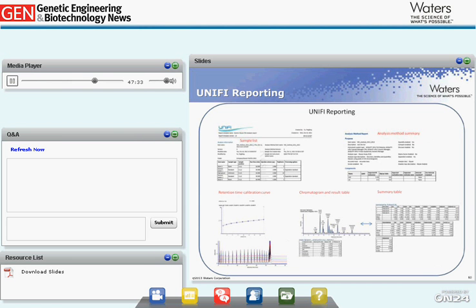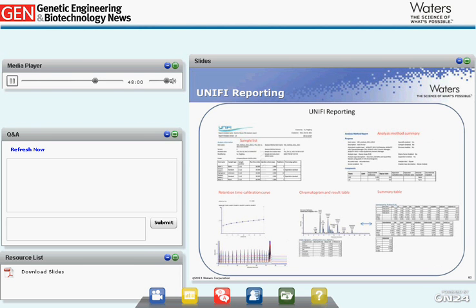So basically, after the analysis, the scientists can put together a report that has a sample list, analytical method summary, the retention time calibration curve from the Dextran ladder, and the chromatographic result table from their unknown sample, and a summary table that combines all injections from release glycan and gets statistical analysis.